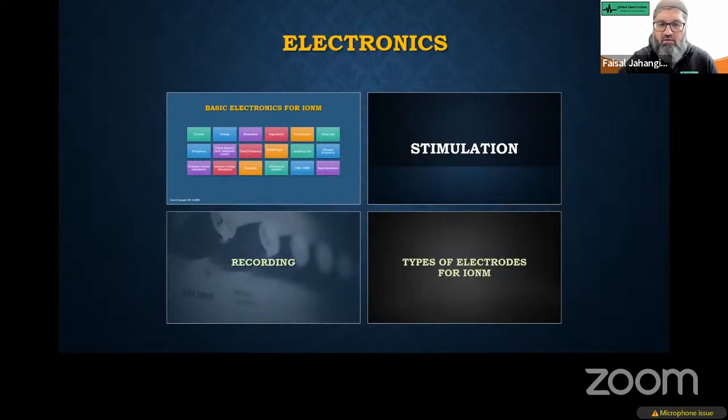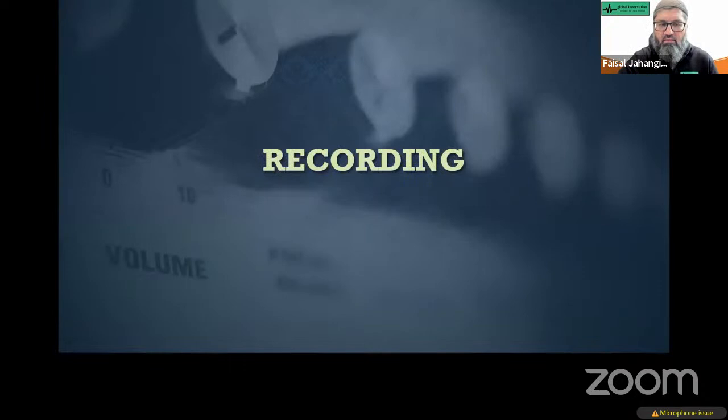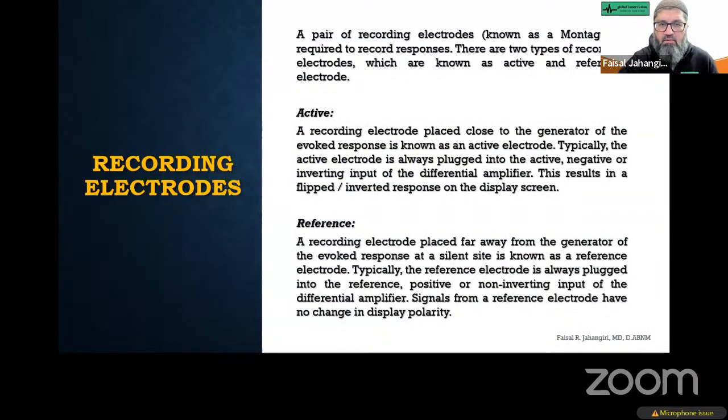Any questions so far? Yes. The question is: Hodgman works like bipolar. Can we use bipolar for direct cortical stimulation?